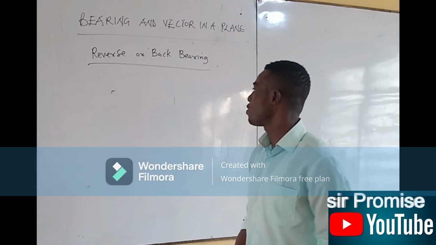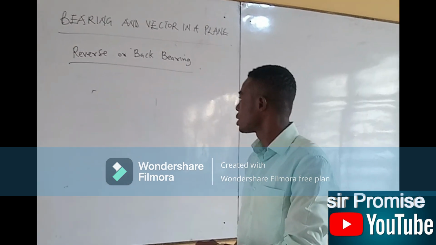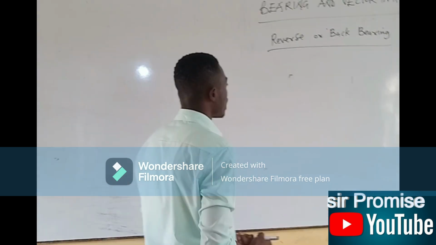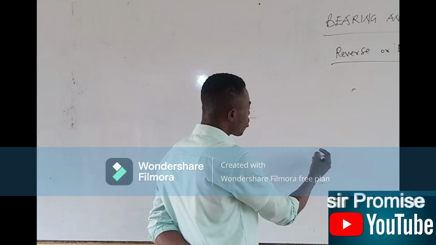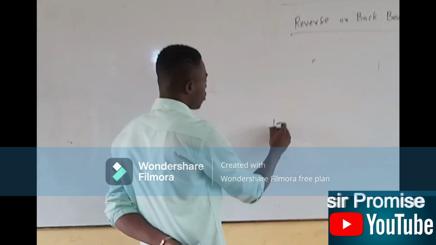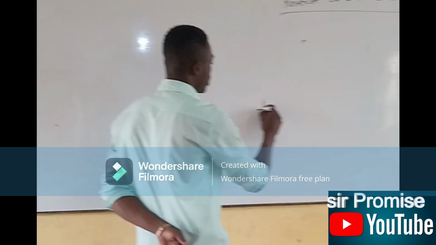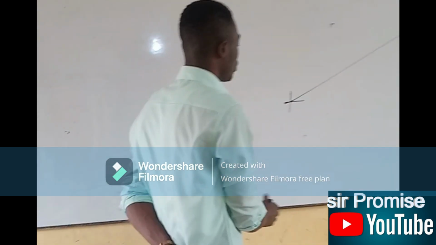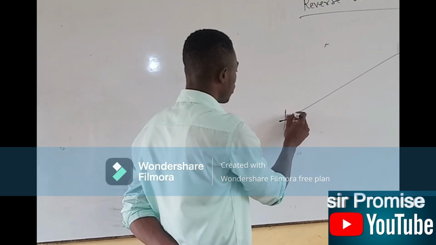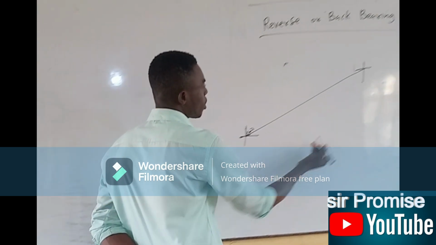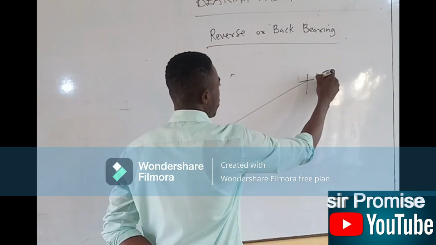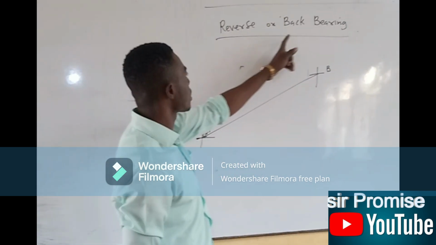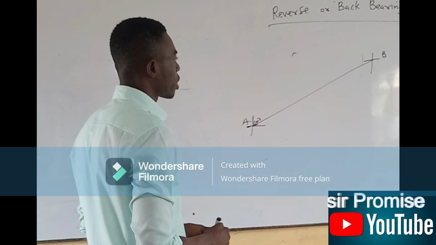So let's take the reverse or back bearing. Reverse means that we are having a direction. We move from point A to point B. From point A, we said that it was 45 degrees. Now, what will it be when a person is moving from B to A? That is the reverse or the back bearing that we are talking about.